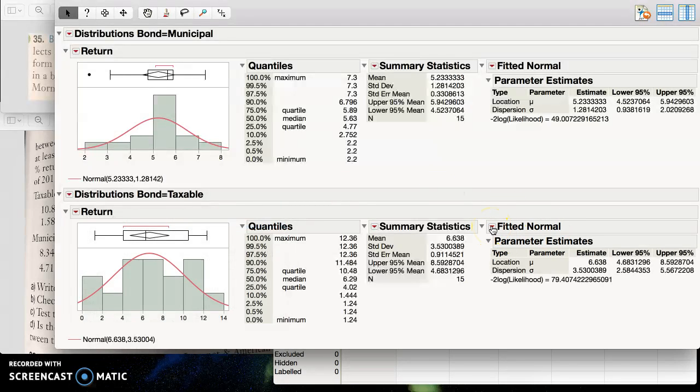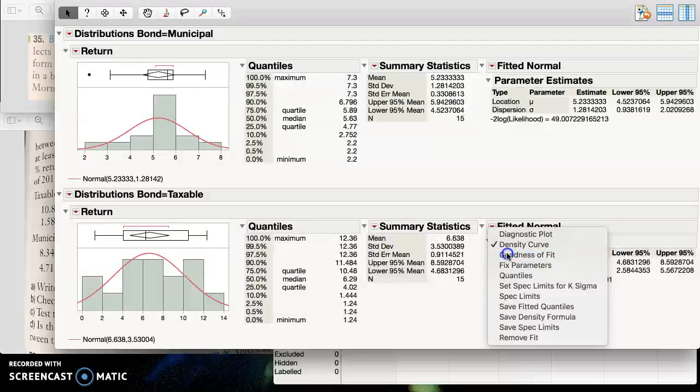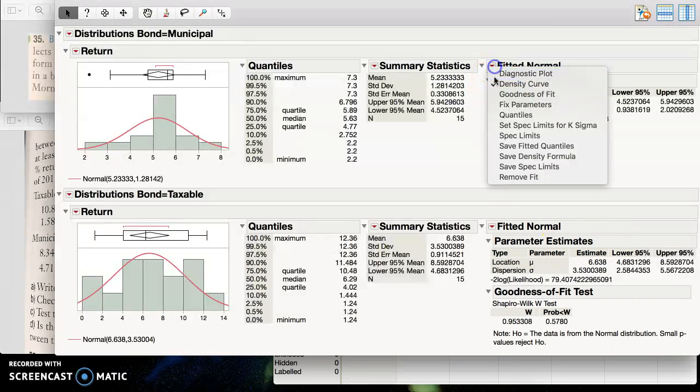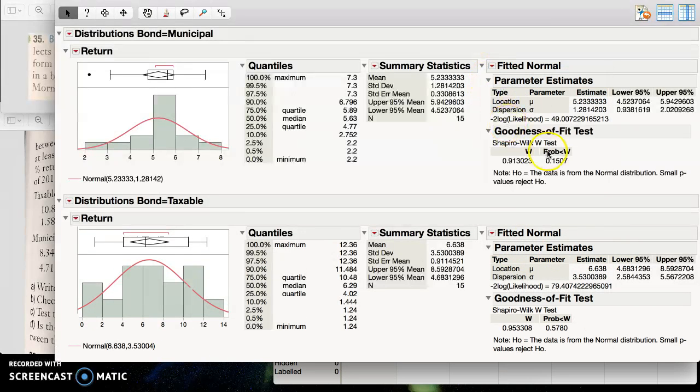Then from that hotspot, we're going to go to goodness of fit. And look at this p-value here. So since both of the p-values are higher than 0.05, we decide that the data is from a normal distribution. Thus, the normality condition is checked, and the distributions look pretty symmetric to me.